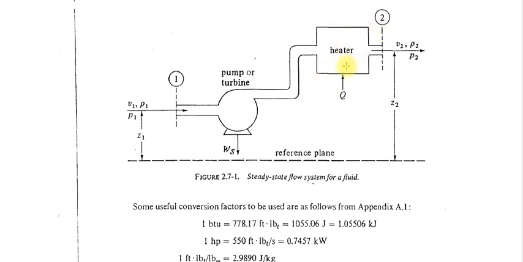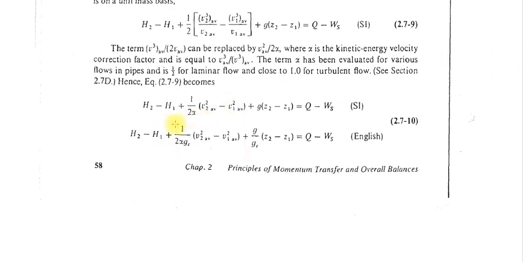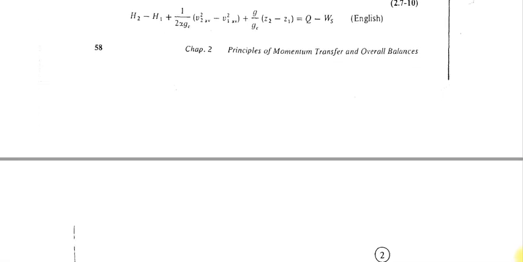Then in between you have a heater, so you are heating the fluid. That means you are giving thermal energy as Q, as heat, to the system. So this is an example of the type of system for which we can write equation 2.7-10 for the overall energy balance.